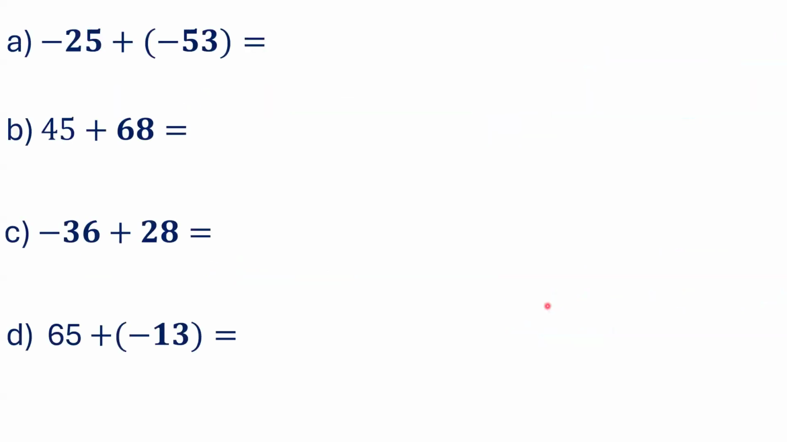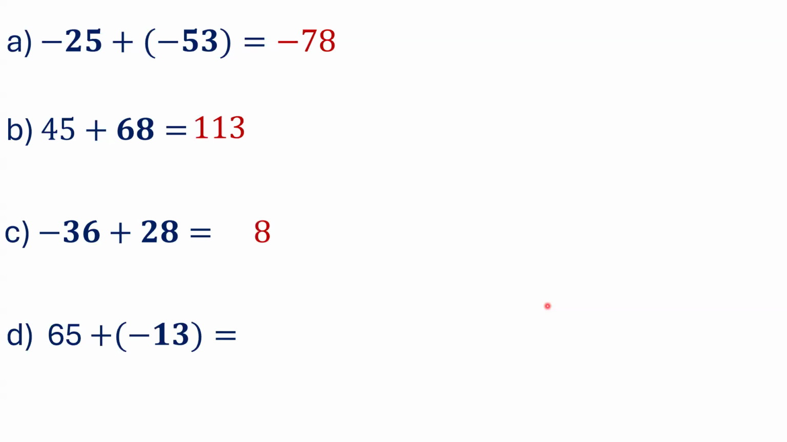Let's solve a few examples without counters. Here I am adding two negative numbers, so I'm adding the two numbers and the answer will be negative. Just add 25 and 53, the answer will be negative. For number B, 45 plus 68, both are positive, so I will add them and the answer is positive as well.